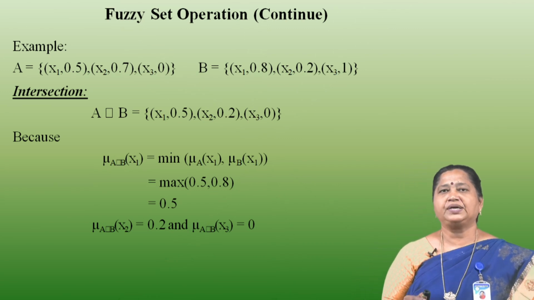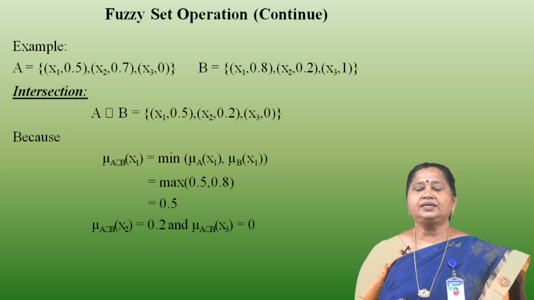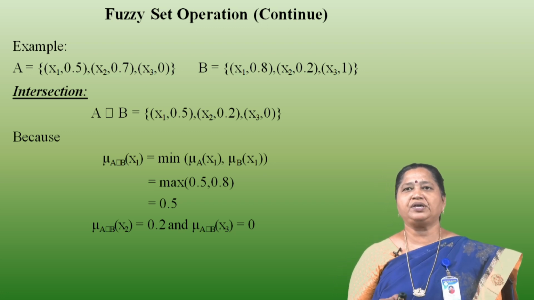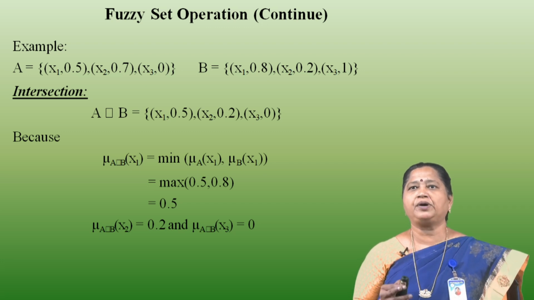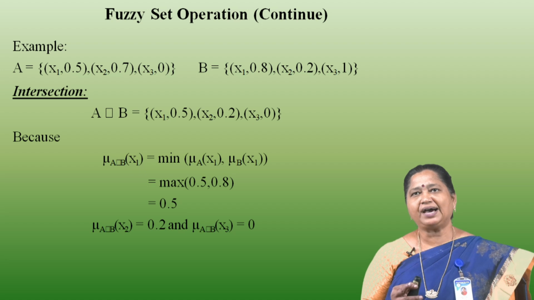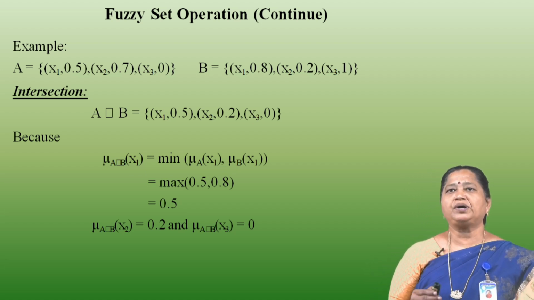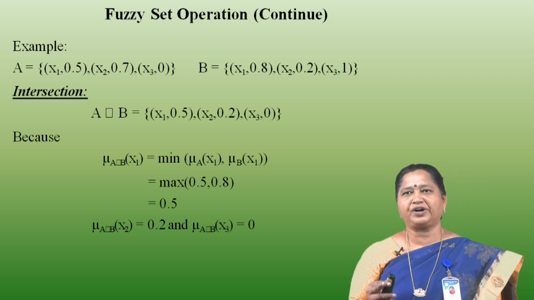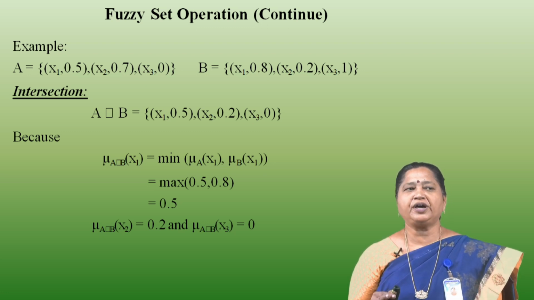So, the same example. A intersection B. Here, the minimum value will be taken. That is mu A intersection B of x1, equal to minimum of mu A of x1 comma mu B of x1. What is the value of x1? x1 becomes 0.5 comma 0.8. Here the minimum value will be taken, 0.5. That is minimum of 0.5 and 0.8, that becomes 0.5.